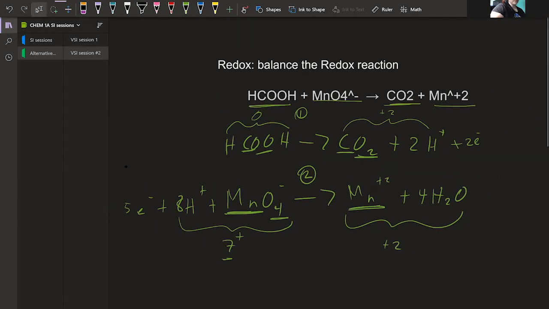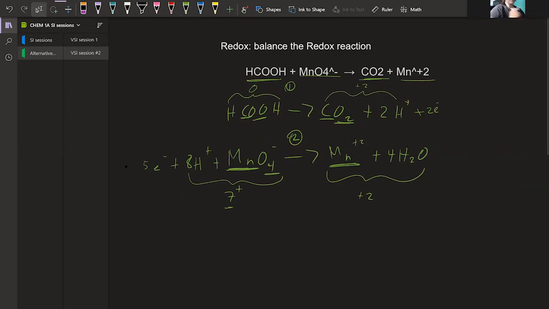Let me just zoom out a little bit. Alrighty. So now that all the charges are balanced, oxygen is balanced, hydrogen is balanced, individual elements are balanced, all I need to do is multiply each equation by some value that makes the number of electrons in these equations the same. So what I'm going to do is multiply equation number 1 by 5 and equation number 2 by 2.